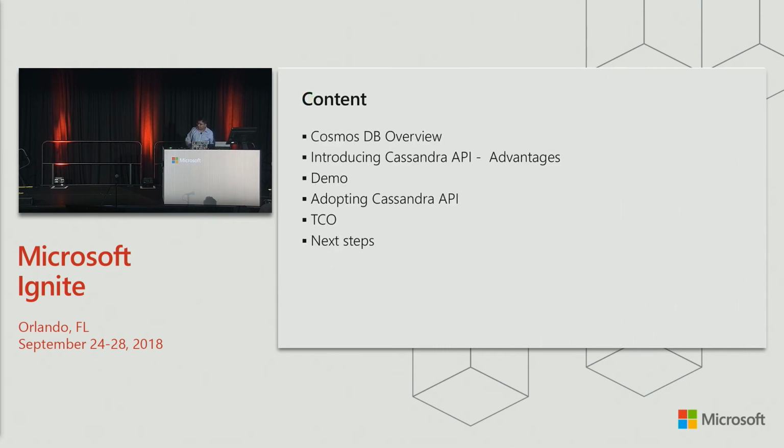Okay. So there are a few things that we're going to do. We're going to look at the Cosmos DB overview. We're going to look at what the Cassandra API brings to the table and do a bunch of demos, which should be very simple. My goal at least is to make sure that when you walk out of this room, you are confident handling any Cassandra workload without all the overhead that you normally associate with Cassandra.